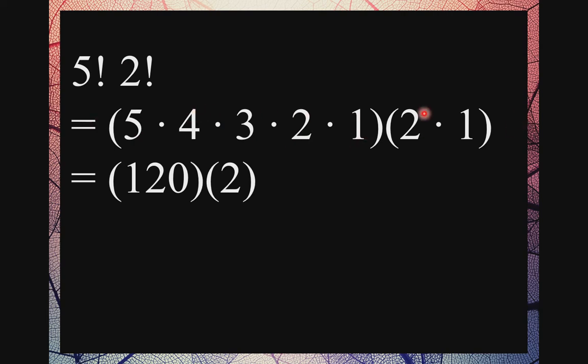And ito naman ay 2. So, kaya naging 120 times 2, which will be equal to 240. Again, 5 factorial times 2 factorial is 240. Next example, 7 factorial divided by 4 factorial.